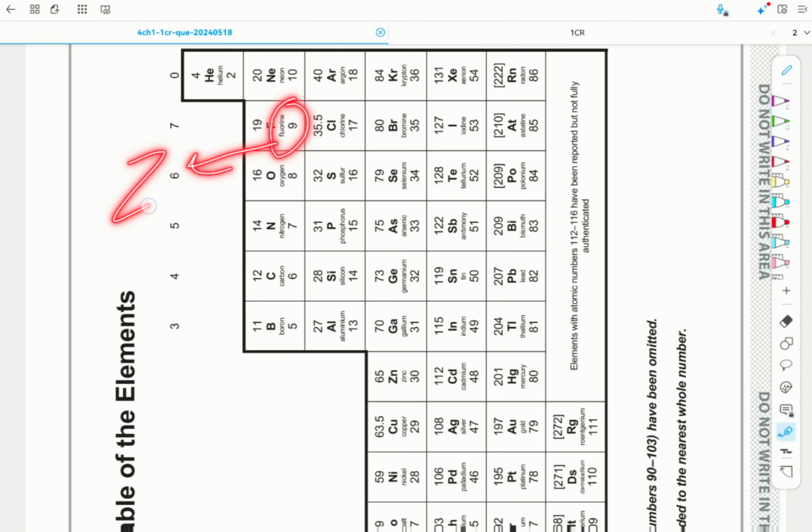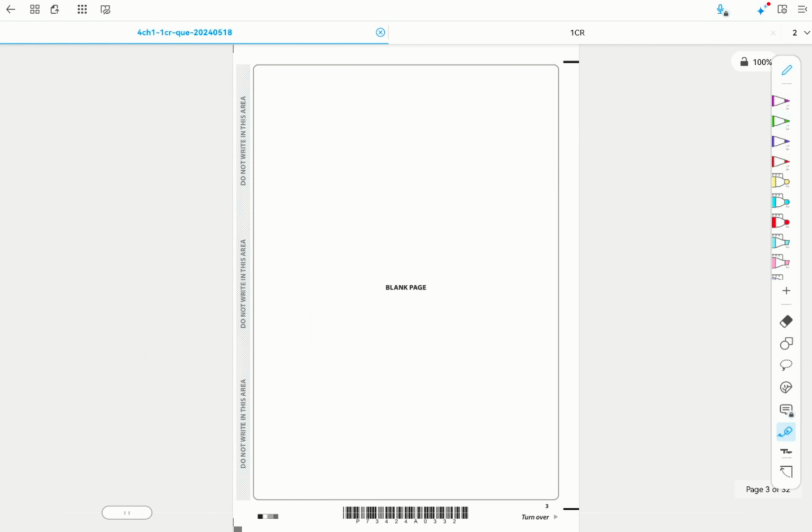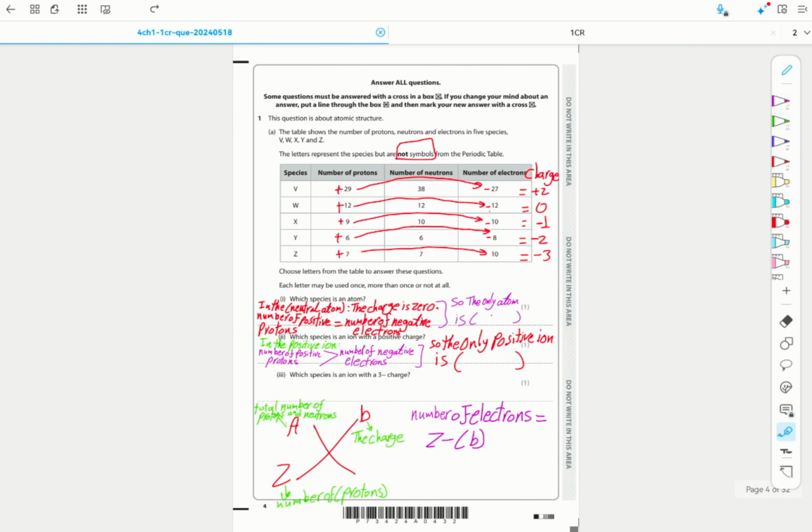Again, this is the atomic number Z, which refers to the number of protons inside the nucleus, which is equal to the number of electrons when the atom is not charged, or neutrally charged. Better to say neutrally charged. This means the number of protons and number of electrons are equal. We have Y has 6, which is carbon, and Z has 7, which is nitrogen.